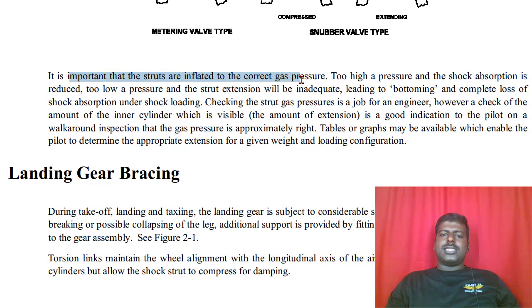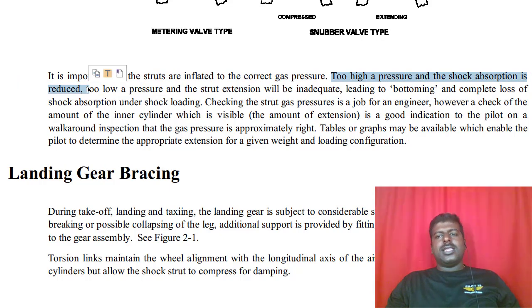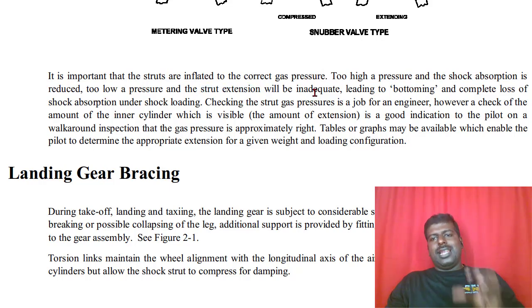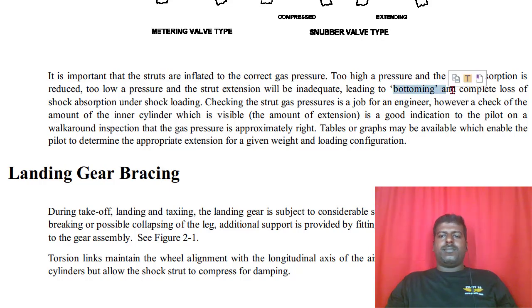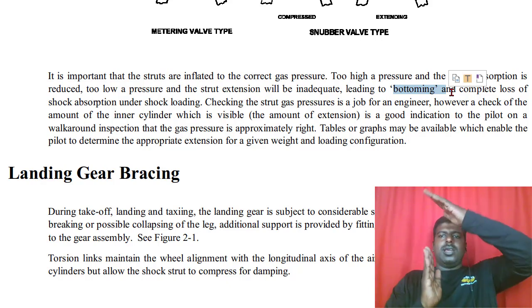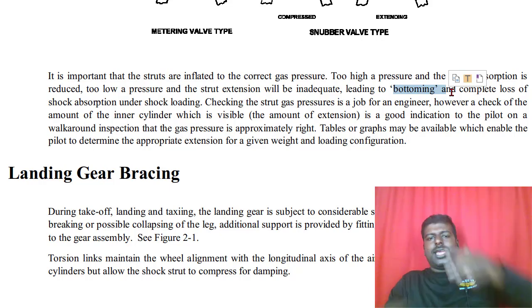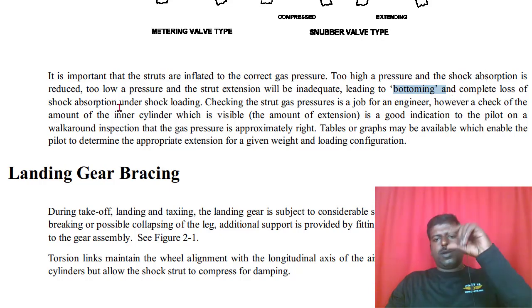That is why it is important that the struts are inflated to the correct gas pressure. Too high air pressure and the shock absorption is reduced, because the spring action of the compressed air will be very much reduced. A low pressure in the strut will cause less extension of the strut, and it also leads to bottoming. Bottoming means the shock absorption won't be there. If load is there, shock absorption won't be there, because it will simply move to the maximum limit and hit the upper part of the landing gear.